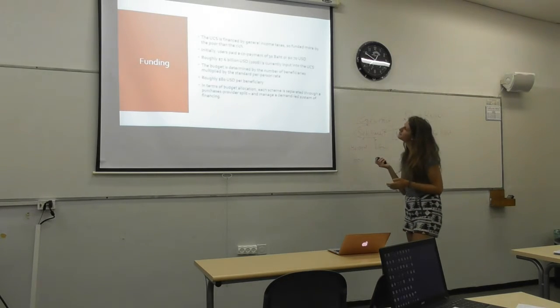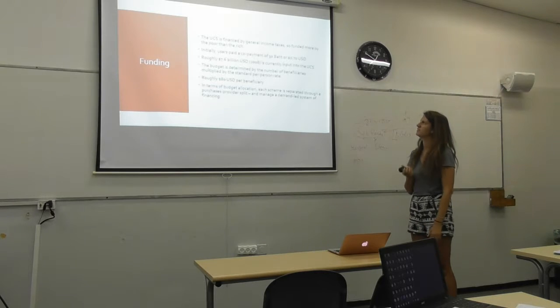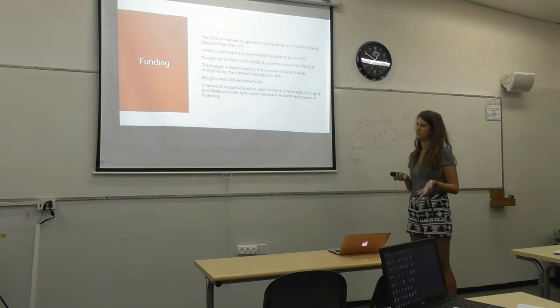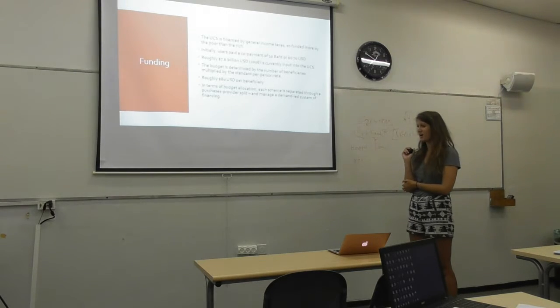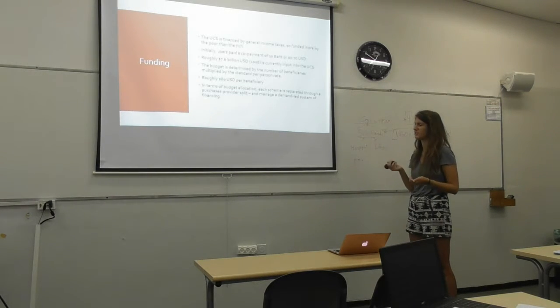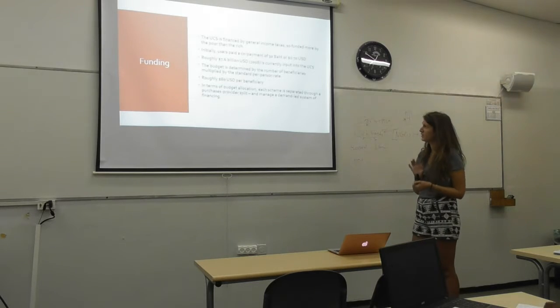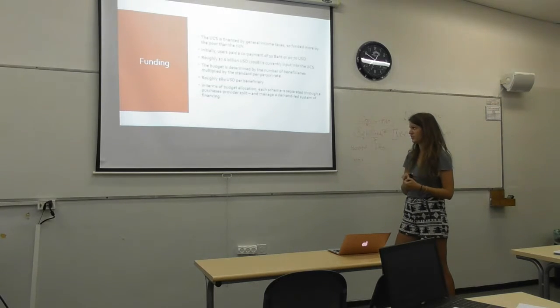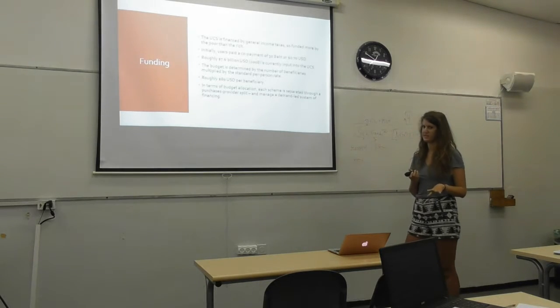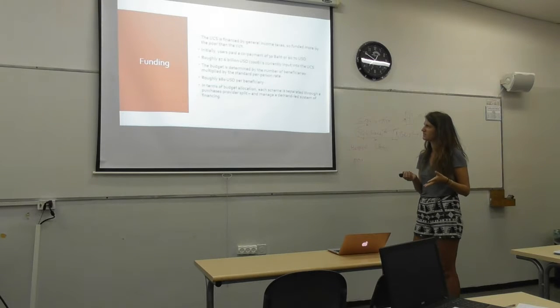So, funding. As I said, it's funded by income taxes, but more obviously for the poor than the rich. The rich are paying for a lot of the population. So the users paid a co-payment of about 30 baht, which is 70 cents USD. And the budget is determined by the number of beneficiaries multiplied by the standard per person rate. So roughly $80 USD per beneficiary is what each person gets.